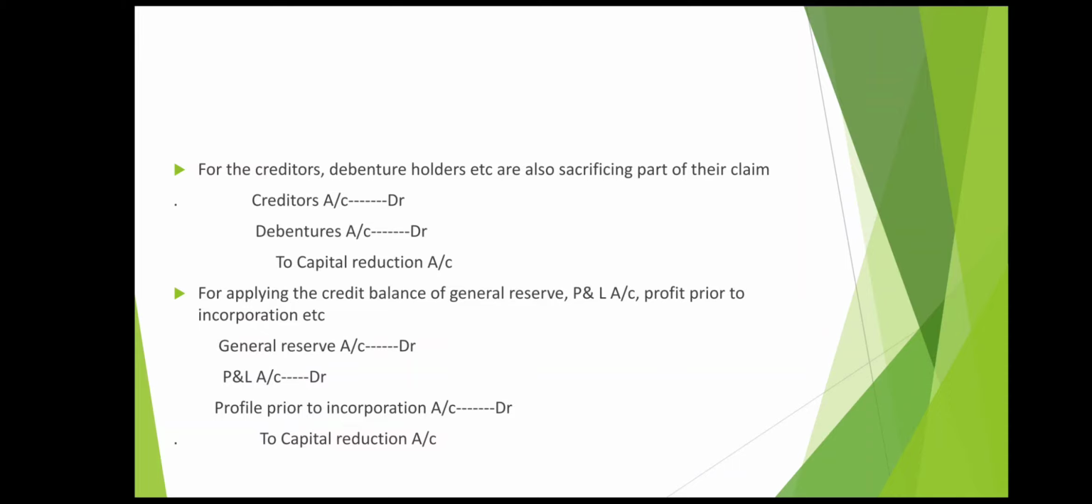So here what you're doing, whatever reserves are there of the company, that you are transferring to capital reduction account and trying to set off all the accumulated losses and expenses of the company. So for that you need to pass this entry.